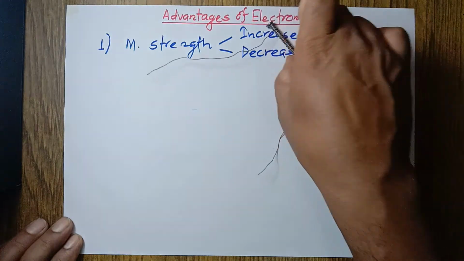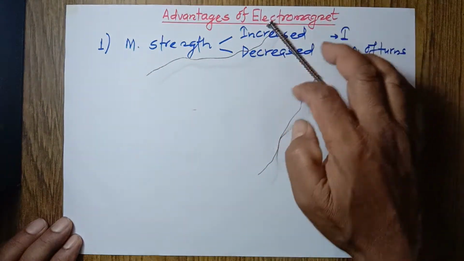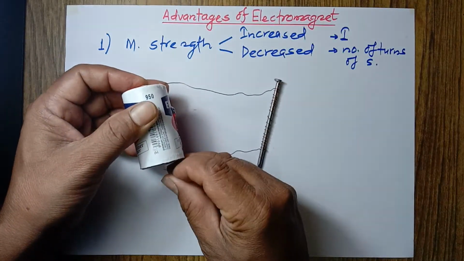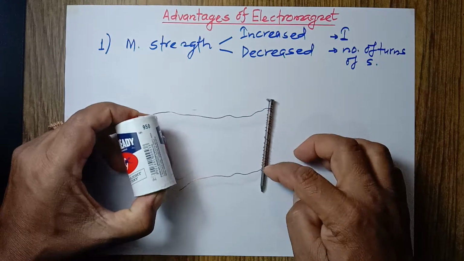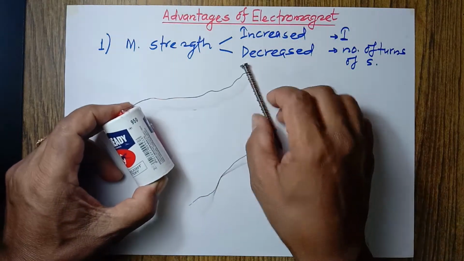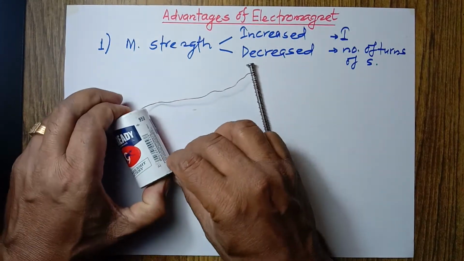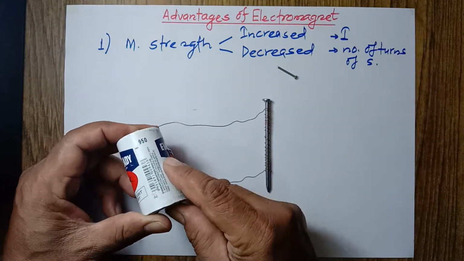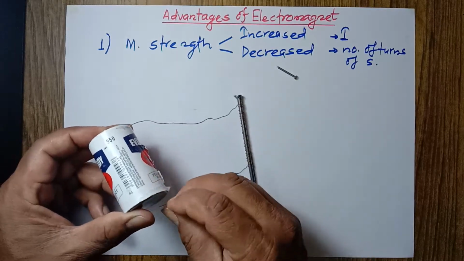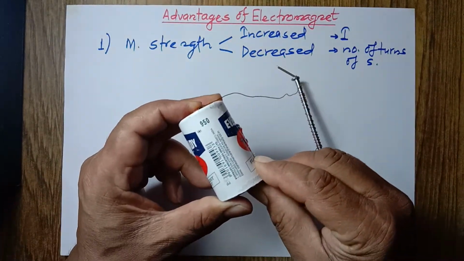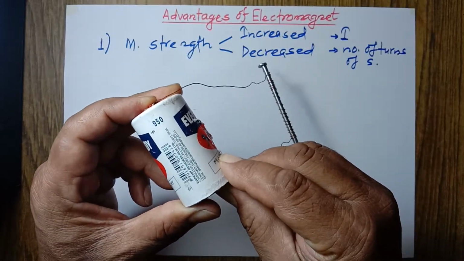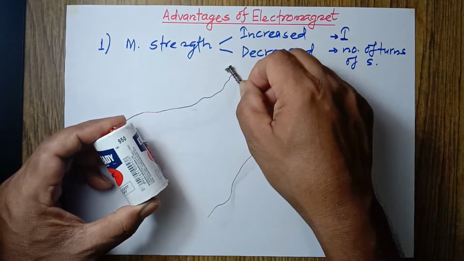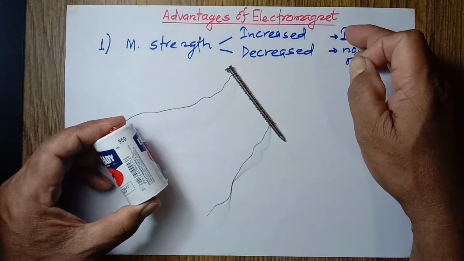Just for example, this is a current carrying solenoid. If we pass current through it, then this is the solenoid which is made around this nail, and this solenoid is carrying current. When a piece of iron is placed inside the current carrying solenoid, it gains magnetism. This way, this is an electromagnet. But how can we increase its strength? We can increase its strength by increasing current.